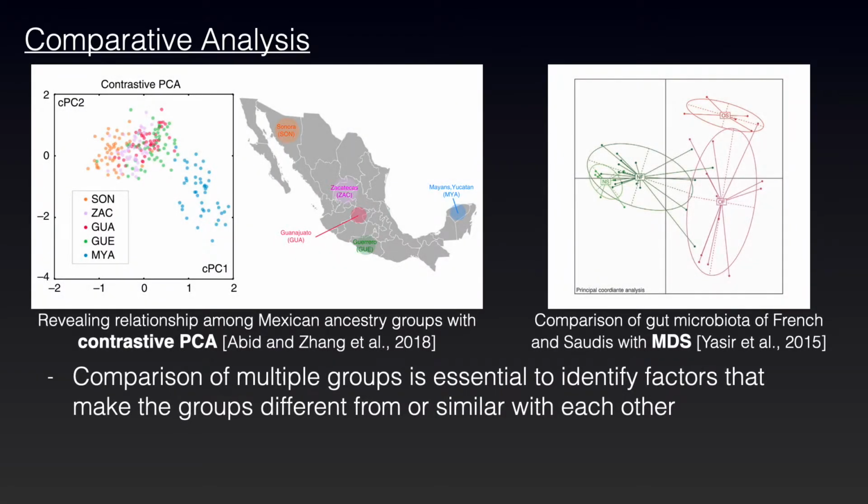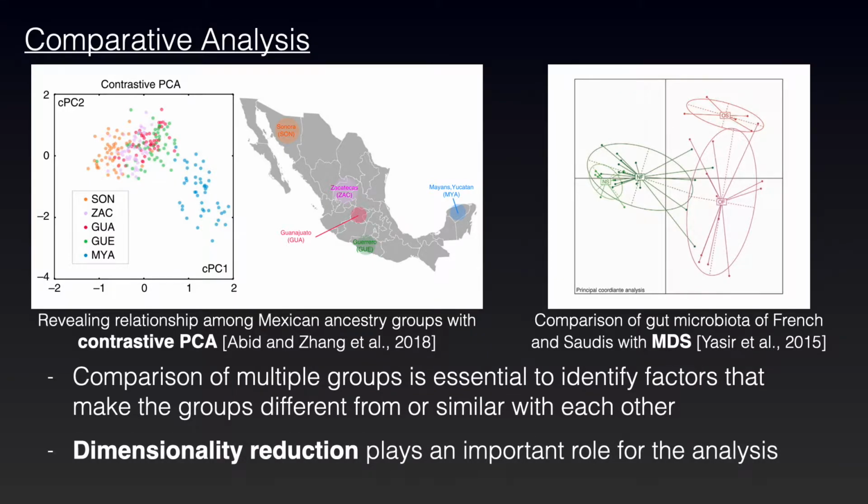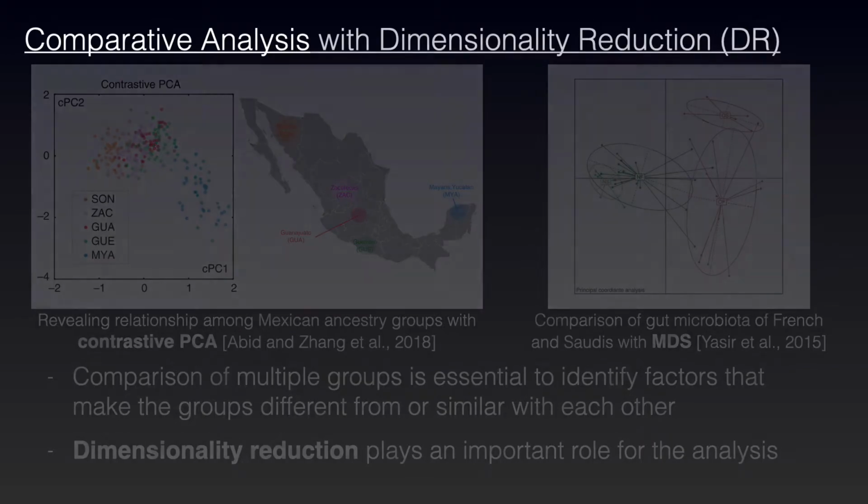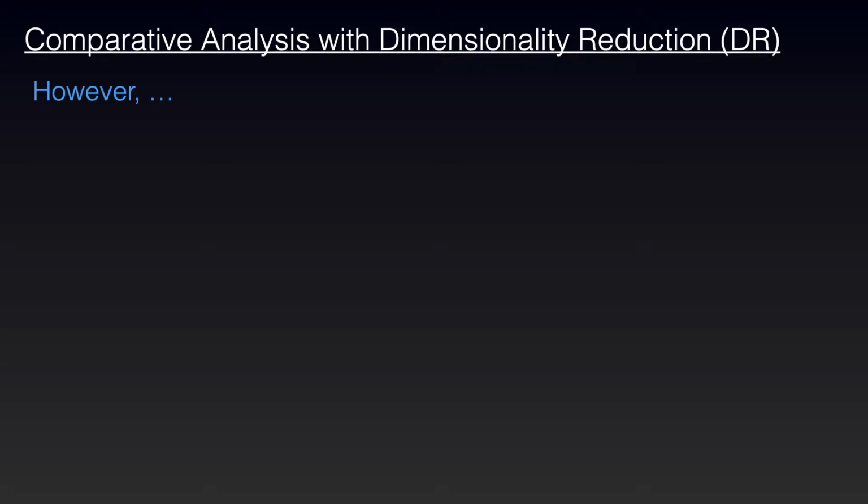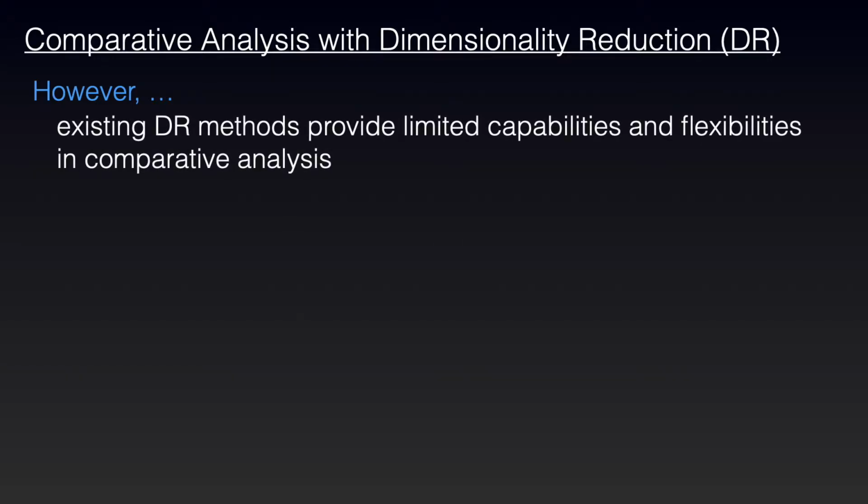Comparing multiple groups is essential to know what is unique within a certain group or to find the similar characteristics across different groups. Past studies show that dimensionality reduction plays an important role in comparative analysis, especially when analyzing high-dimensional data. However, many existing dimensionality reduction methods are not tailored for comparative analysis. Methods even designed for comparative analysis are only meant for a narrow analysis target.